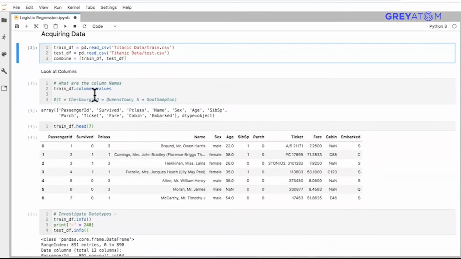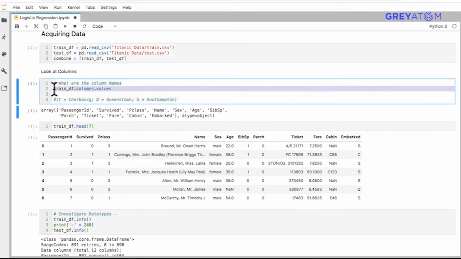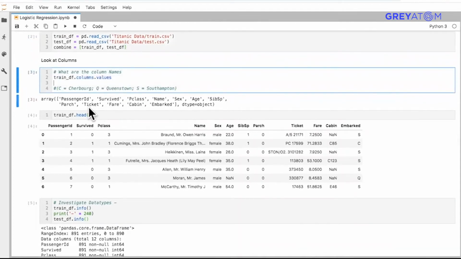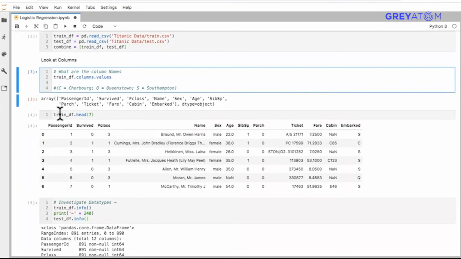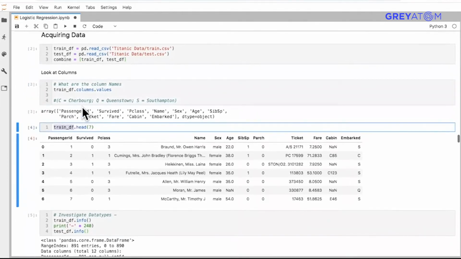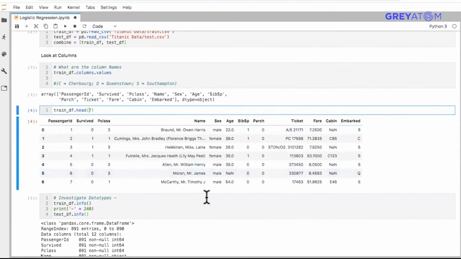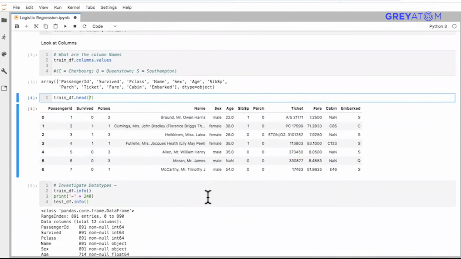I'm looking at the column values. There's a columns function which shows you all the columns, where you can see what columns are there in the data set. And there's a head function. This is my train DF that I used here. This data frame has all the data, and I'm using the head function to see the top 7 rows. So let's see what the data is all about. All the passengers who were on board the Titanic, and there's information about who survived and who did not.